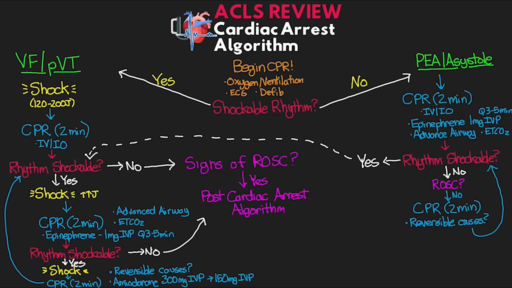We have two branches, the left and right branch, which is really dependent on that initial assessment after we've begun CPR on whether or not the patient has a shockable rhythm. If they do, they've got VFib or VTAC, so we're going to move to the left branch over here. We're going to immediately deliver that shock, go into our CPR, and begin working the algorithm on the left side.